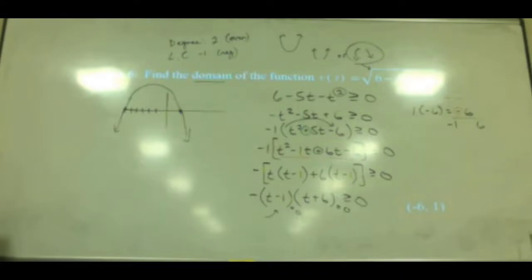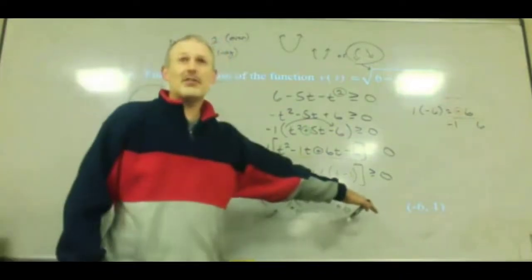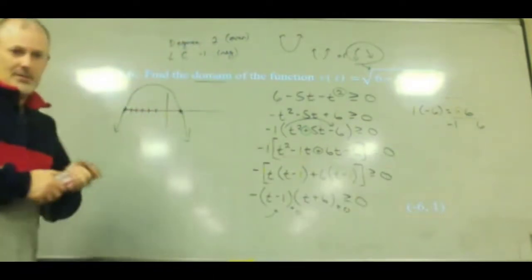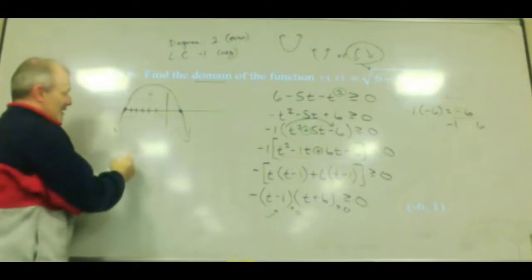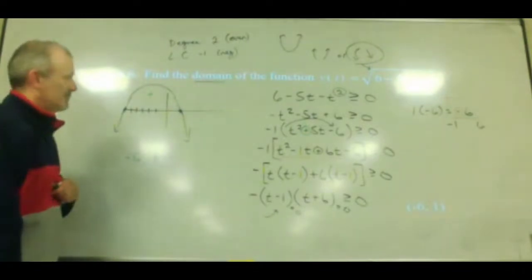Okay, so to finish this up, we need this to be greater than or equal to 0. Where is that? On the outsides or in the middle? It's in the middle. This is the positive area, right? So what are these boundaries? Negative 6, positive 1. Okay, which is fine.